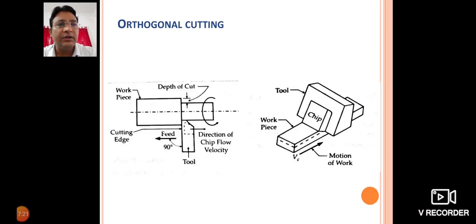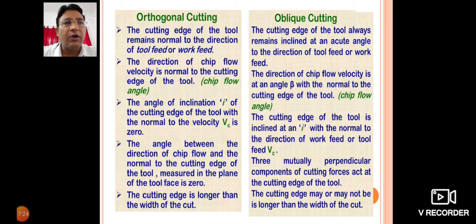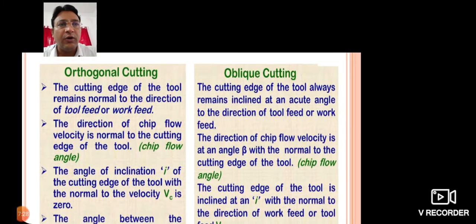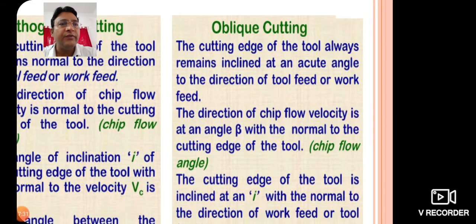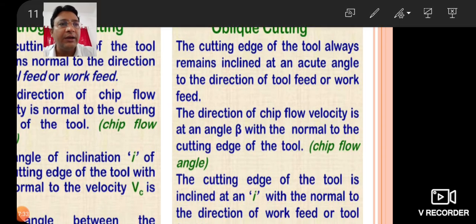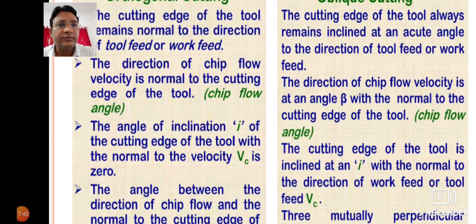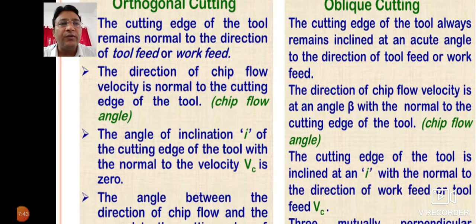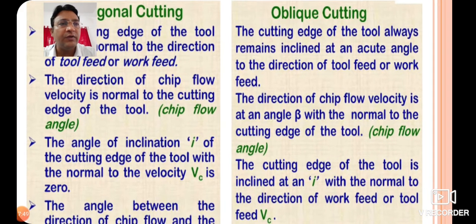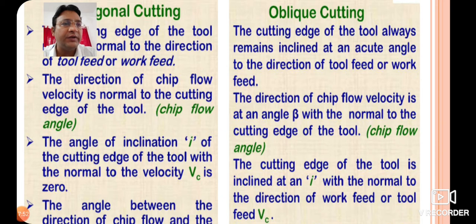So what is that difference? The very first point is that the cutting edge of the tool remains normal to the direction of tool feed or work feed in orthogonal cutting, and the cutting edge of the tool remains inclined at an acute angle to the direction of tool feed or work feed in oblique cutting. So this is the very first difference. The second point is that in orthogonal cutting, the direction of the chip flow velocity is normal to the cutting edge of the tool, and in oblique cutting, the direction of chip flow velocity is at an angle beta with the normal to the cutting edge of the tool.